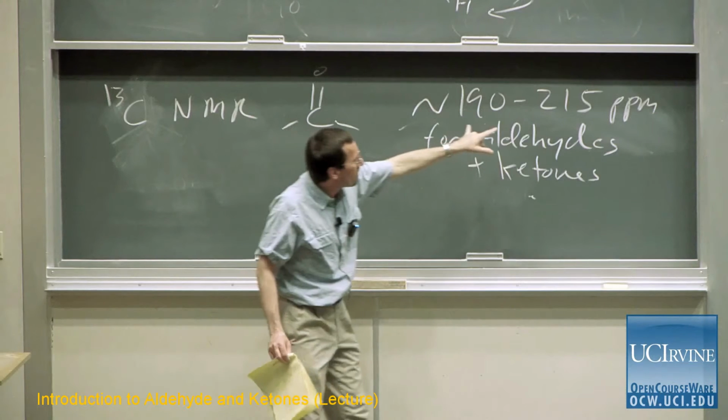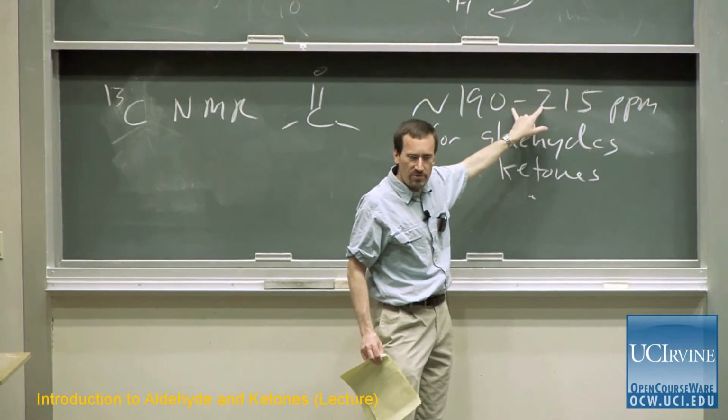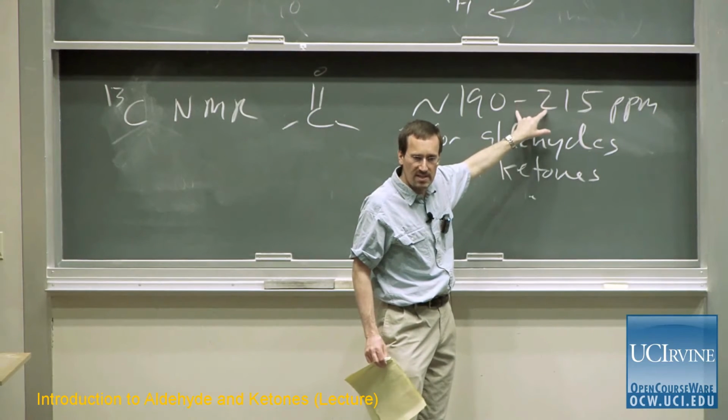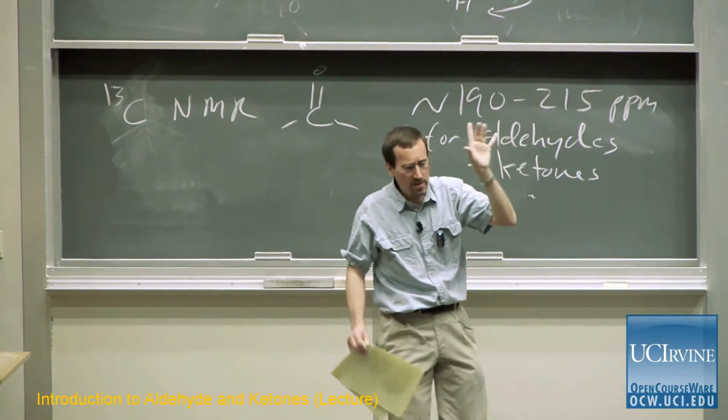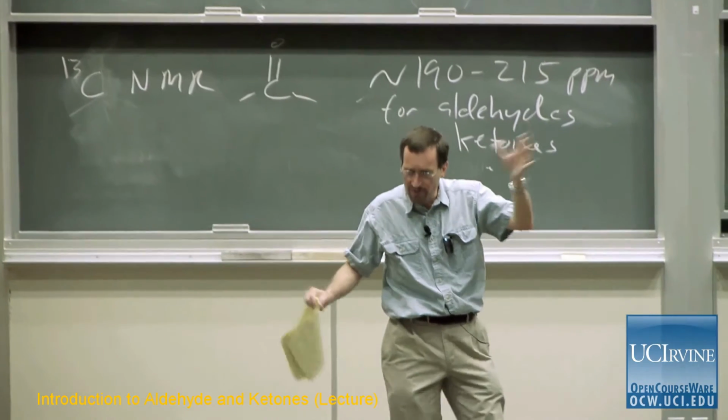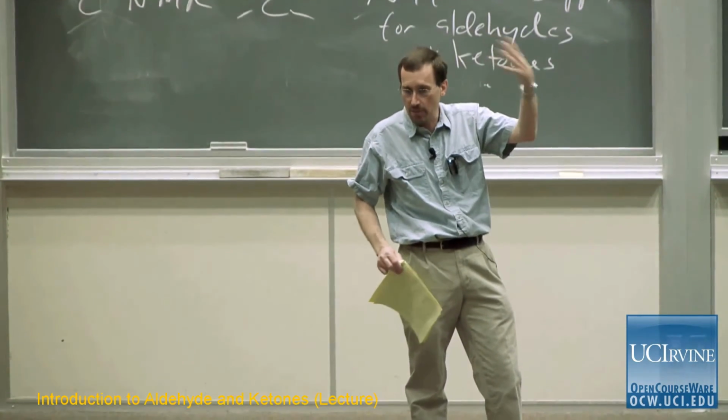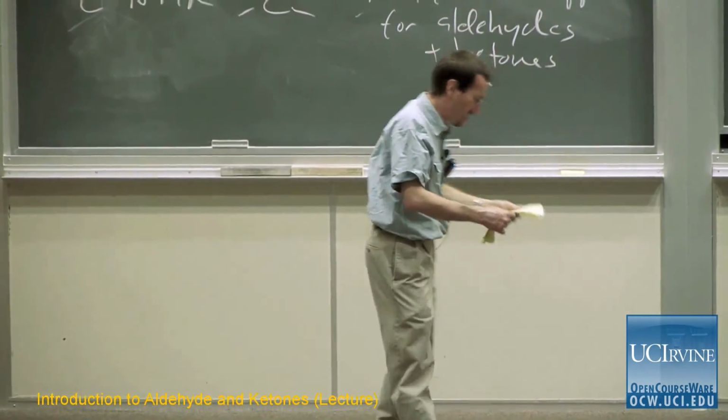These numbers, of course, are very different than what you see for, say, a carboxylic acid or an ester, where you still have a carbonyl carbon standing out very far downfield, but now it's more like 170 or 180 ppm.